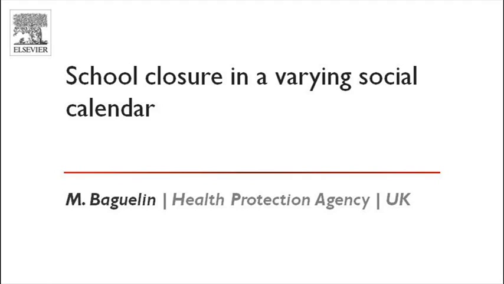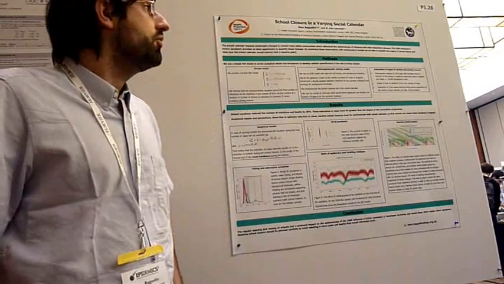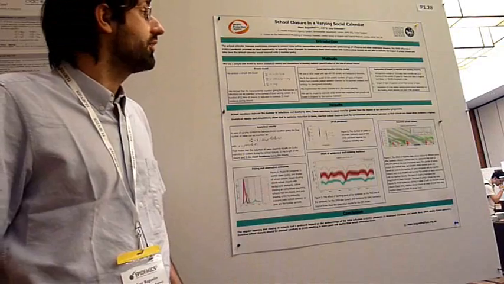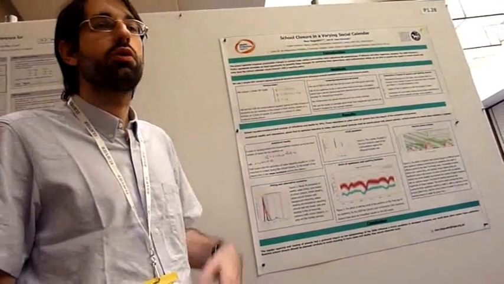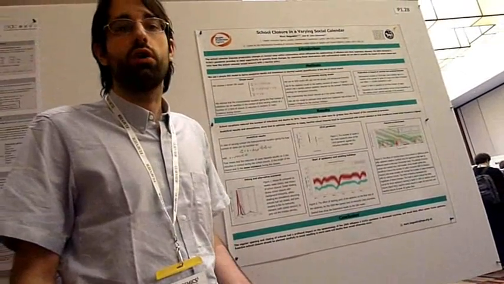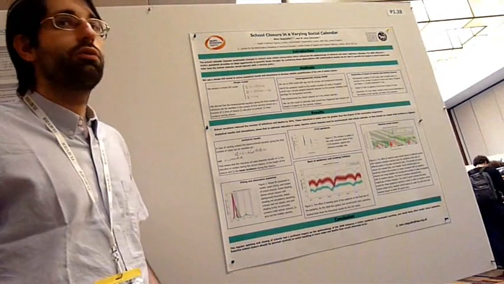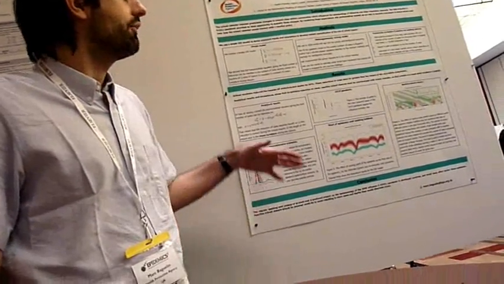So I'm Marc Baguelin. I'm going to talk about school closure and varying social calendar. Usually when you try to interpret school closure, you do it as something where you have an epidemic and you close the school. But what happens in real life is that social contacts are varying, and that means you have to include this in your models to describe real life.